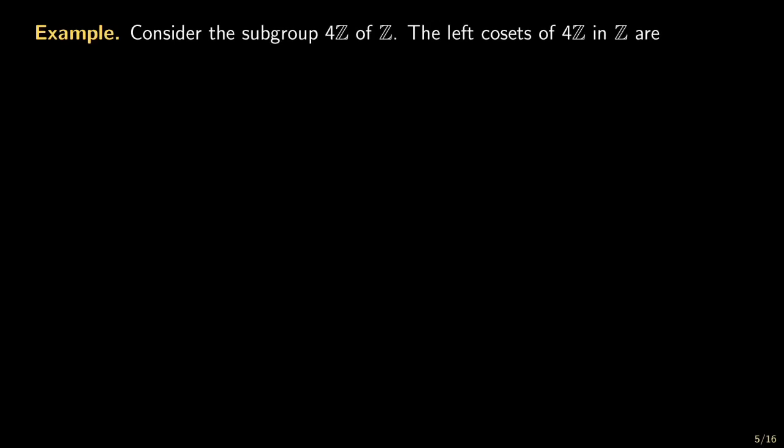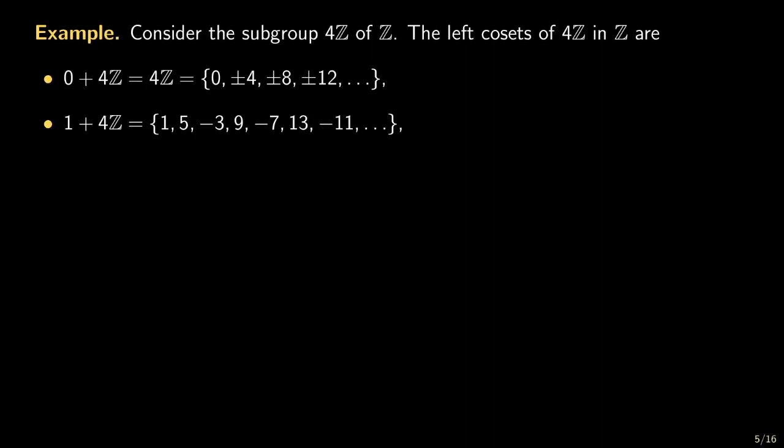Consider, for example, the subgroup 4Z. What are the left cosets of 4Z in Z? What do we do to get the left cosets? Well, we add a particular element to 4Z on the left. So, for example, if you add 0 on the left, because 0 does nothing, it remains as 4Z. If you add 1 on the left, lahat ito, mag-add ka ng 1, makikita nyo, ito yung lalabas na sagot. Ang tawag dito yung coset na 1 plus 4Z.